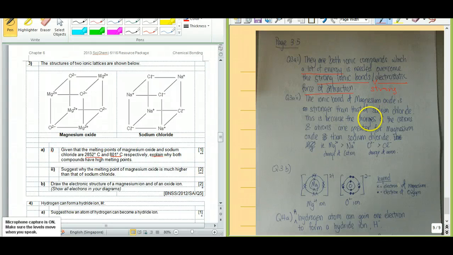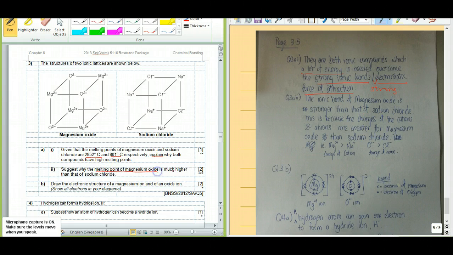In part A 2, they ask us, why is the melting point for magnesium oxide so much higher than that of sodium chloride? In this case, this is more like a thinking question. Although they are ions and the structures look the same, what is really different is actually the charges. You can see here the charges are different. So we know that the ionic bond of magnesium oxide is stronger, obviously because of the melting point.